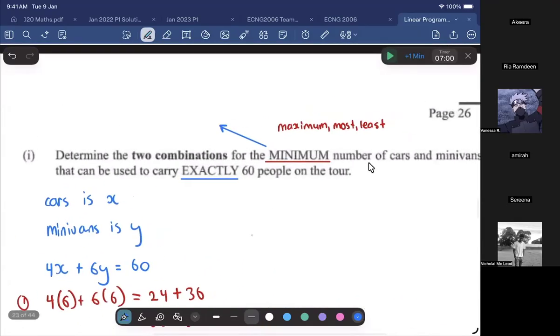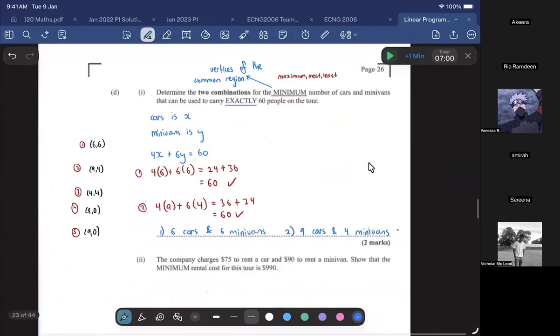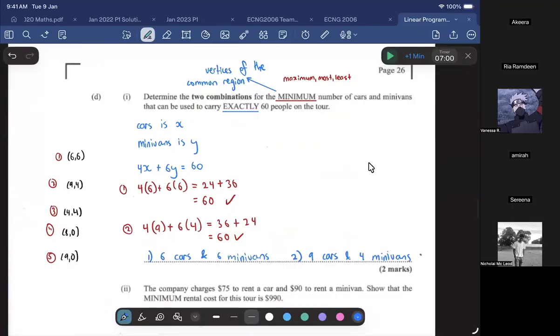Right. So anytime I see the word minimum or maximum, that means you're looking at the vertices of the common region. Great. Take a screenshot of this quickly. Okay, I'm going to move on, all right?